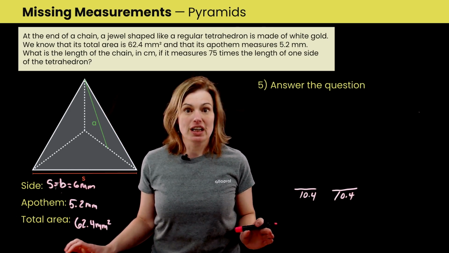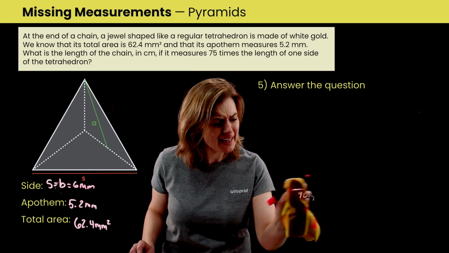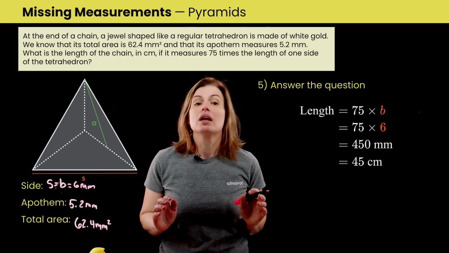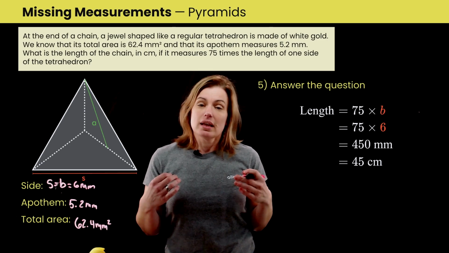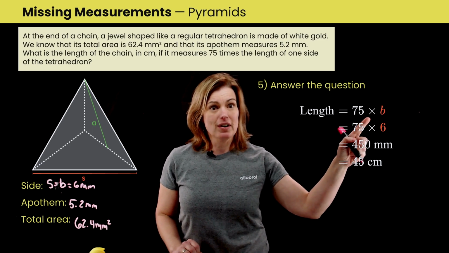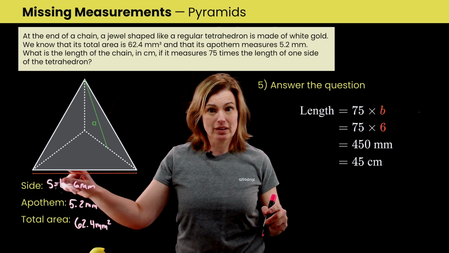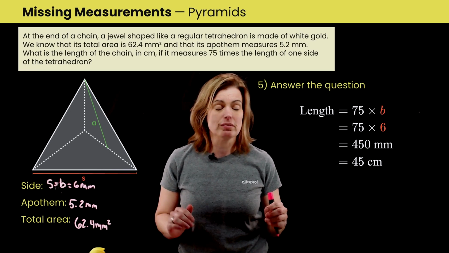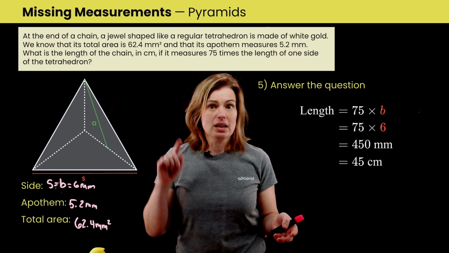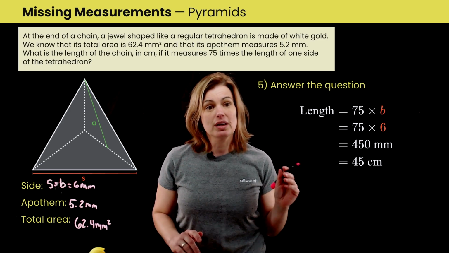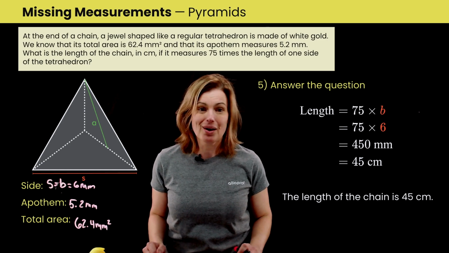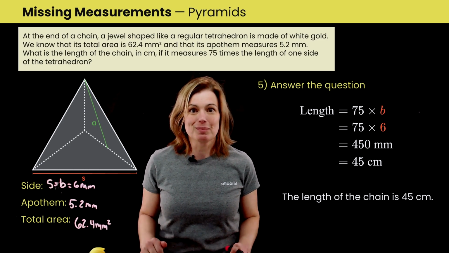Now I want to make sure that I've actually answered the question. And in this case, the question was asking me about the length of the chain. So it told me that it measures 75 times the length of one side of the tetrahedron. So you can see the 75 times the base, which is that one side length of the tetrahedron. So 75 times 6 gives me 450 millimeters. And the question asked me to put that into centimeters. So I'm going to have to take my 450 millimeters, divide it by 10 to give me 45 centimeters. So in all, the length of the chain is 45 centimeters.